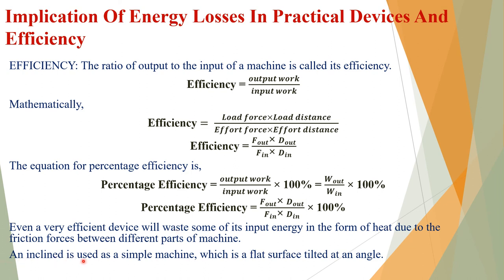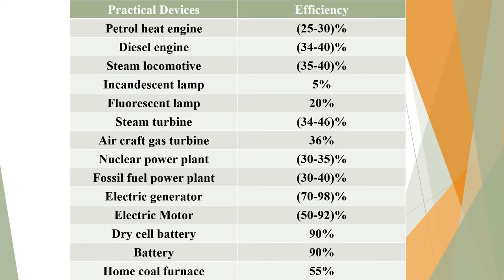An incline is used as a simple machine, which is a flat surface tilted at an angle theta. So incline is another example of a simple machine. Efficiency of various practical devices is shown here, and different practical devices have different efficiency.